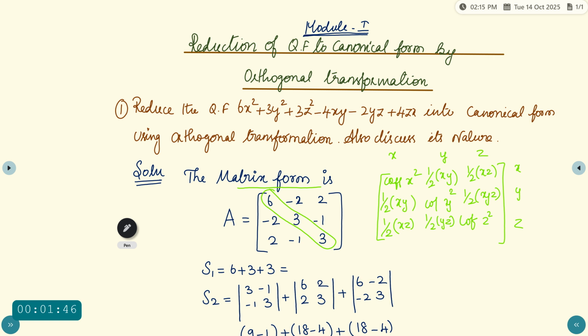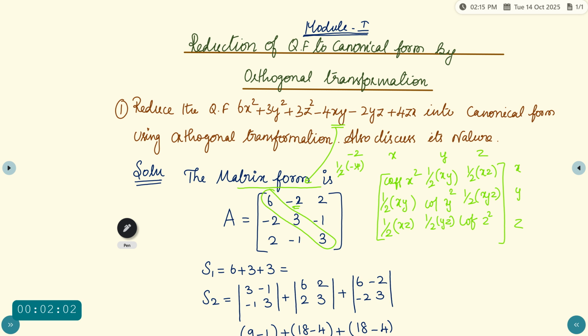Next, here 1 by 2 into coefficient of xy. What is xy here? So 1 by 2 into minus 4. We are getting the answer minus 2. Similarly, we can form the matrix here.